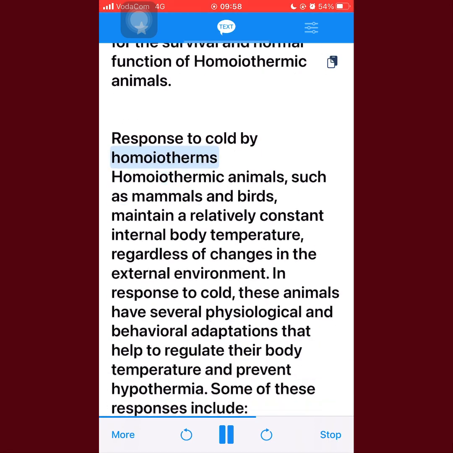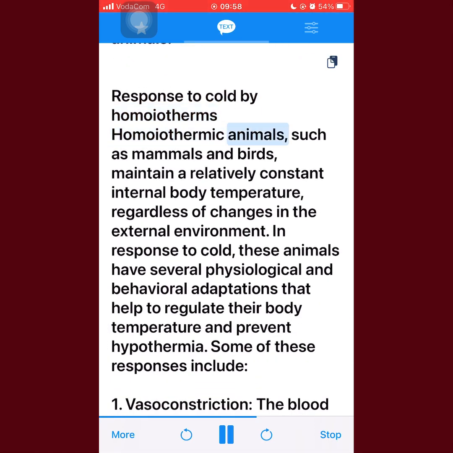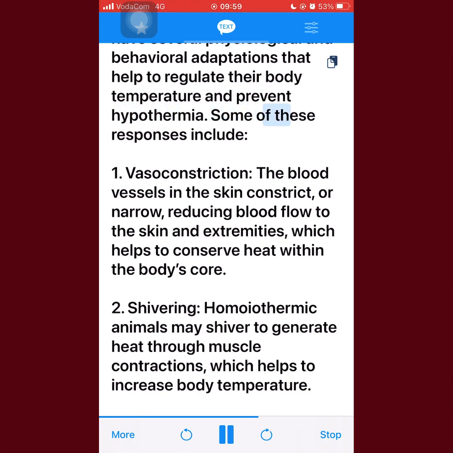Response to cold by homoeotherms. Homoeothermic animals, such as mammals and birds, maintain a relatively constant internal body temperature, regardless of changes in the external environment. In response to cold, these animals have several physiological and behavioral adaptations that help to regulate their body temperature and prevent hypothermia. Some of these responses include: 1. Vasoconstriction: the blood vessels in the skin constrict, or narrow, reducing blood flow to the skin and extremities, which helps to conserve heat within the body's core.